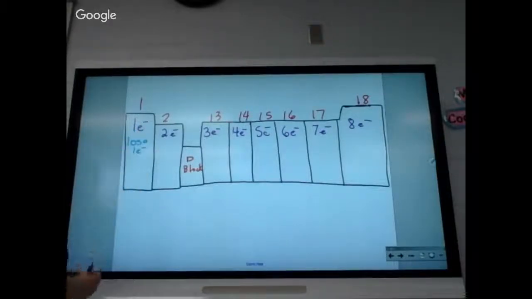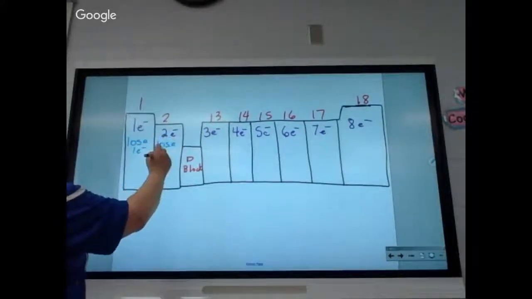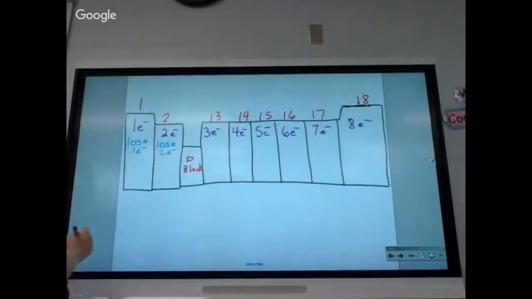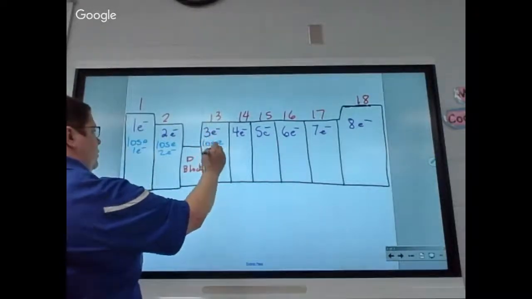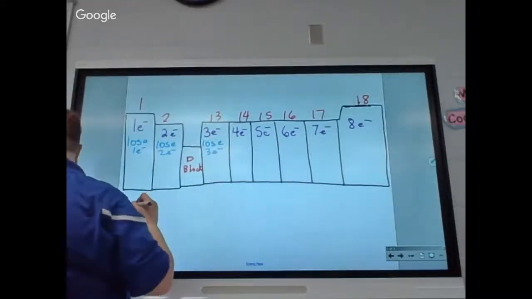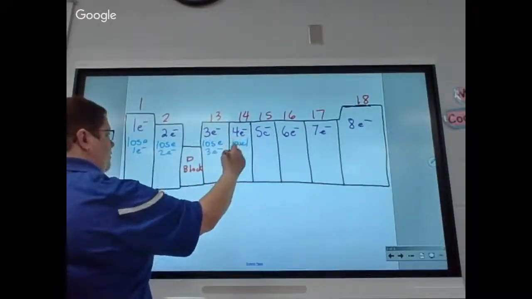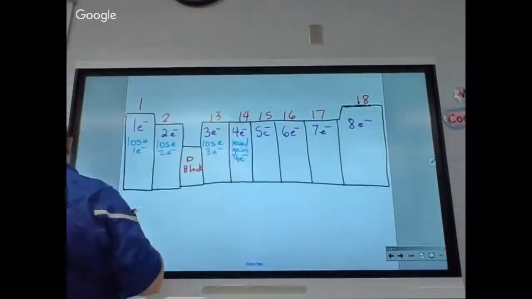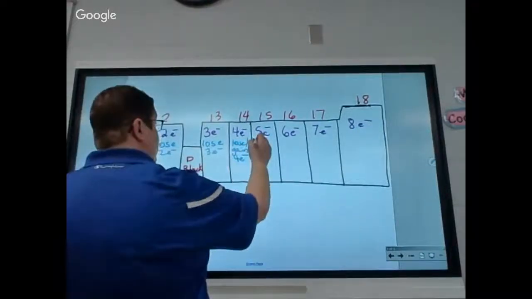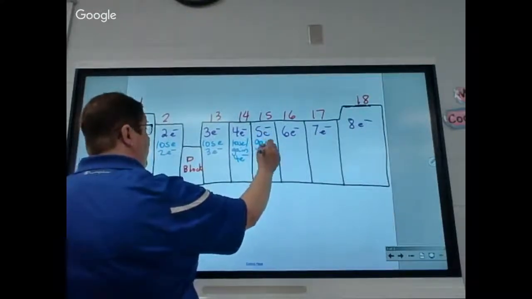What will group 2 do? It will lose 2 electrons. What will group 13 do? It will lose 3 electrons. What will group 14 do? It will lose or gain 4 electrons. What will group 15 do? We're starting to sound kind of pitiful out there now.